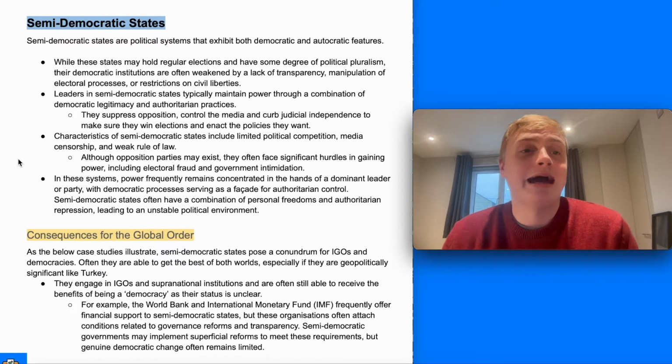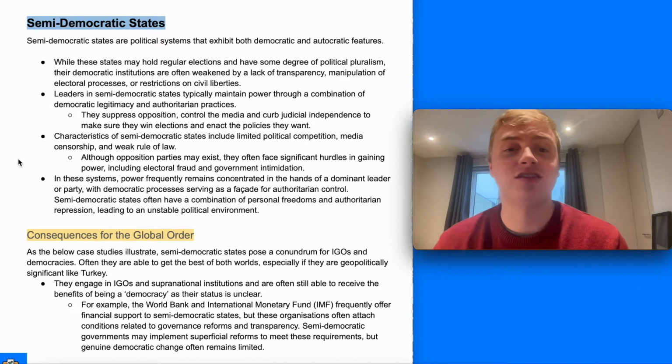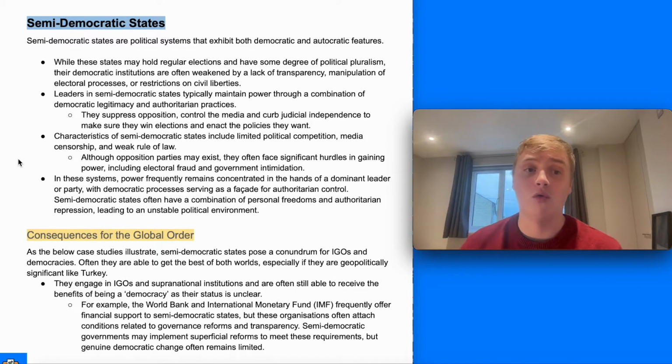Okay, what we're going to have a look at now is semi-democratic states and their political systems that exhibit both democratic and autocratic features.